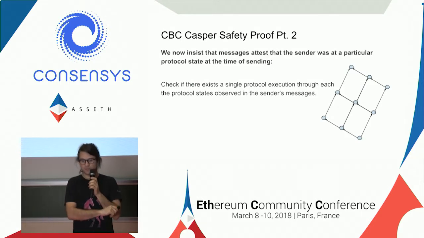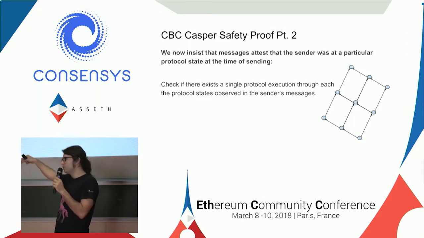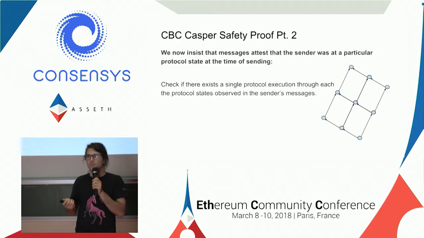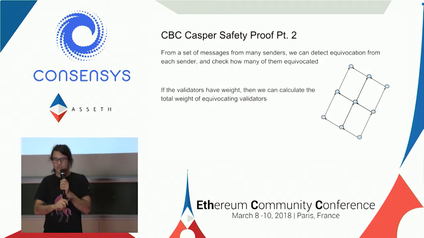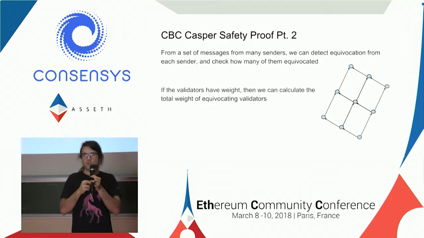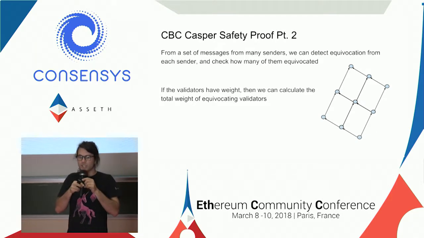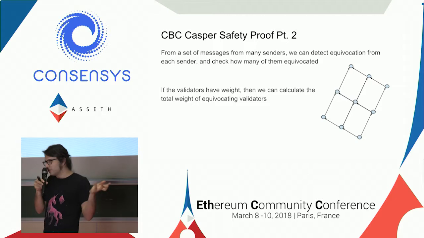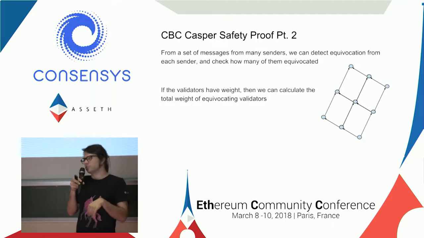We're going to count these equivocations. From a set of messages from a validator, we can just check whether there is a single protocol execution that goes through all of them. If there is, then that's not an equivocation, and if there isn't, then they are equivocating. If we have a bunch of messages from a bunch of senders, we can tell which of them equivocate. This is assuming that the messages say, look, I'm at this state. And if the validators have weight, like they do in some consensus protocols, then we can talk about the weight of the equivocations, not just the number.